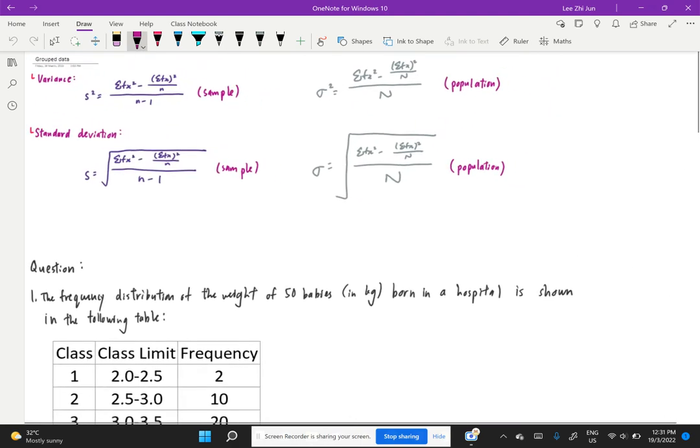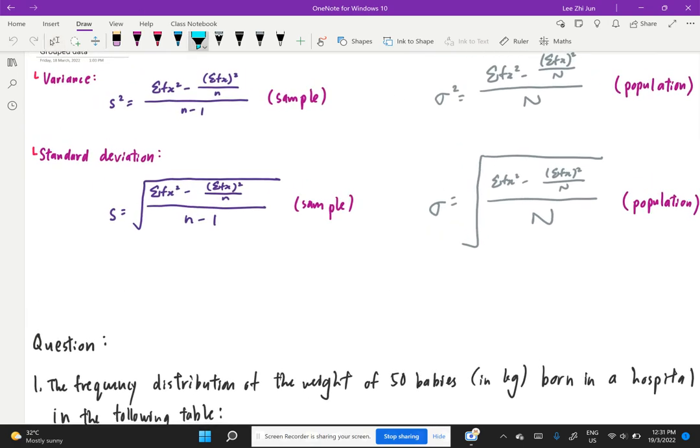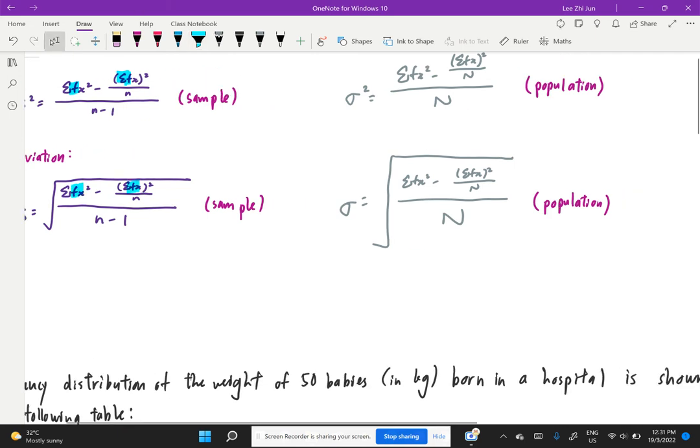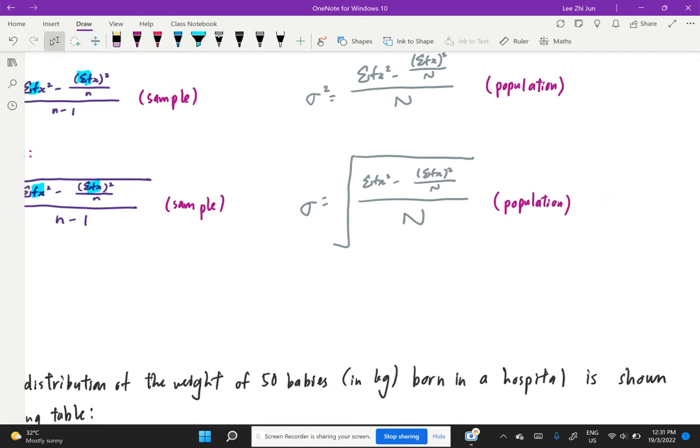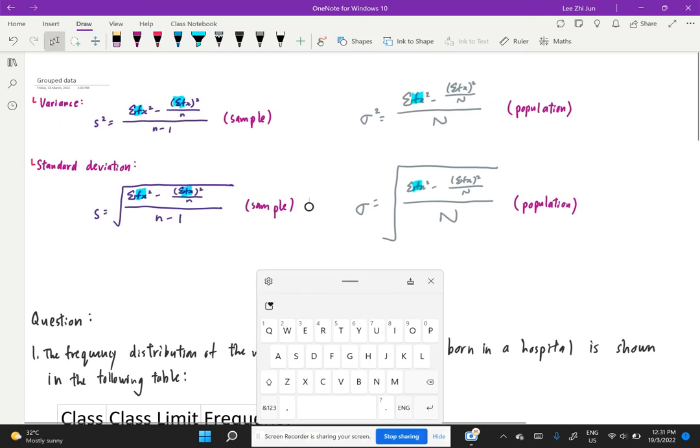For grouped data, it is the same as just now, you just add on the f. Just add on the f. You can see the population is also the same, add on the f, but usually the population is uncommon in our syllabus.